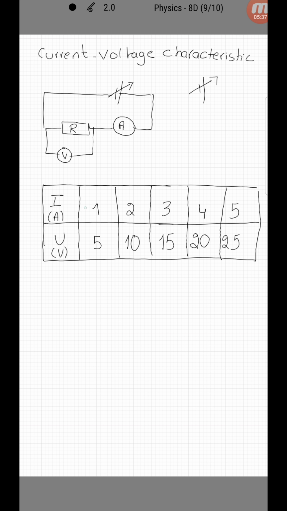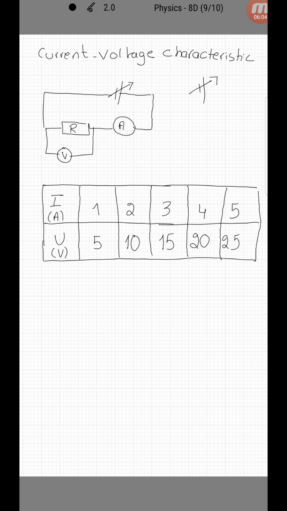Now I have a table here. This table shows the current and the voltage. When the current equals 1 ampere, the voltage equals 5 volts. When I change the voltage to 10 volts, the current in the circuit now becomes 2 amperes, according to the ammeter and the voltmeter. If I change the voltage to 15, according to the table, the current becomes 3 amperes.